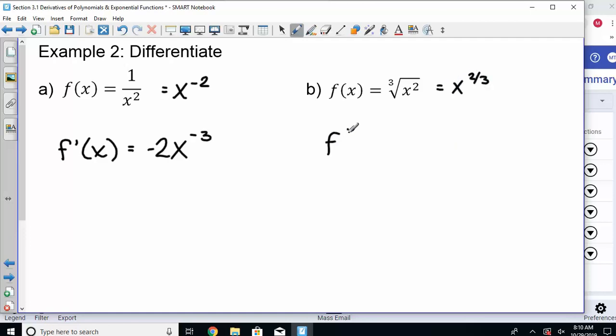So for the derivative, exponent comes down, x, subtract 1 from the power. So 2/3 minus 1, negative 1/3. Any questions so far?